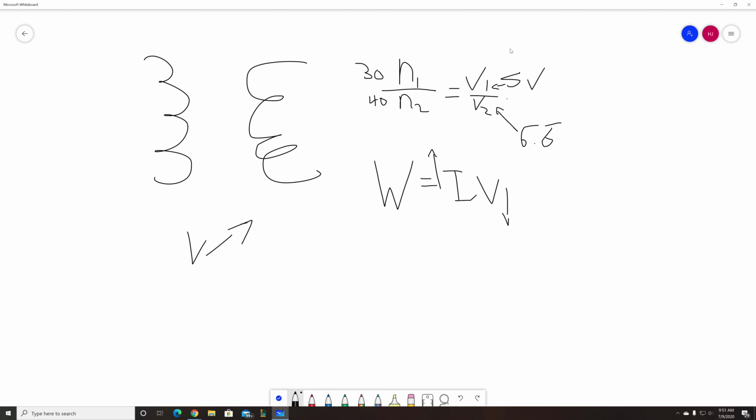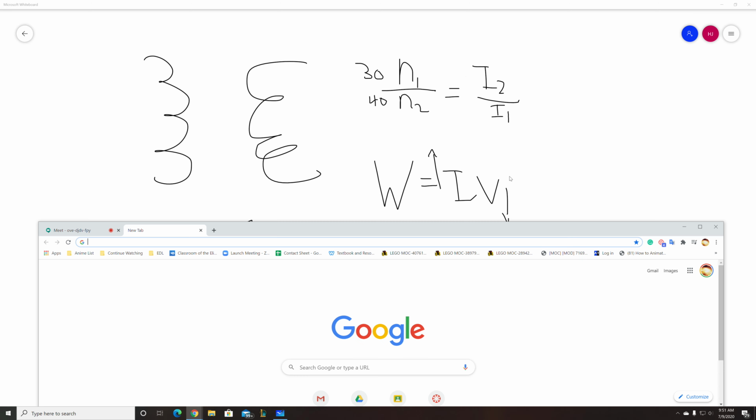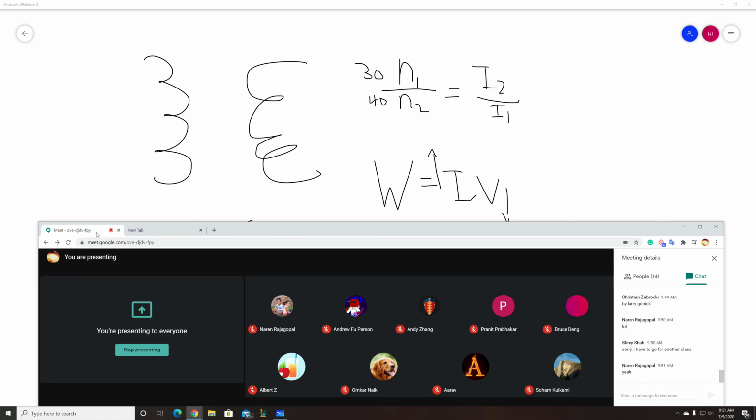So in this case it would be inversely, so it's supposed to be I2 over I1. I2 over I1. Do you guys get it? It's just inversely proportional. And then watts, you just multiply them together. Do you guys get that?